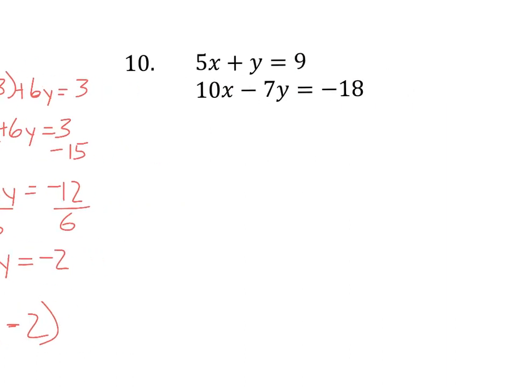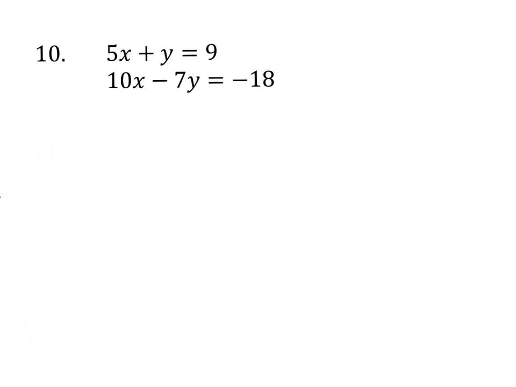Okay, and lastly, number 10. So you can kind of go either way here. This is a problem where it doesn't really matter if you match up x's or y's. If I matched up x's, I would have to multiply the top equation by negative 2 to make it 10x and negative 10x. If I matched up y's, I would have to multiply the top equation by 7 to make it 7y and negative 7y. So it really doesn't matter which way you go. I'm going to go the option of negative 2 to match up my x's. Regardless of which way you did it, our answer should be the same, okay?